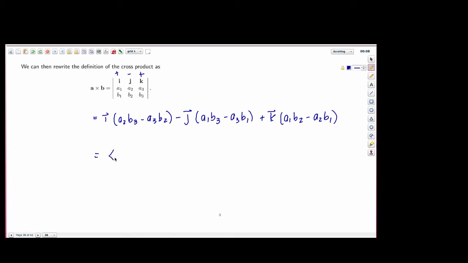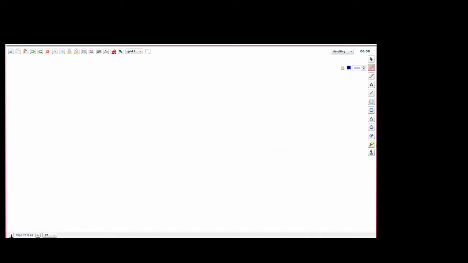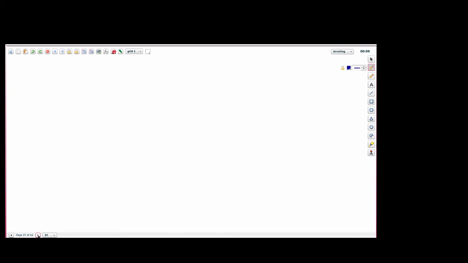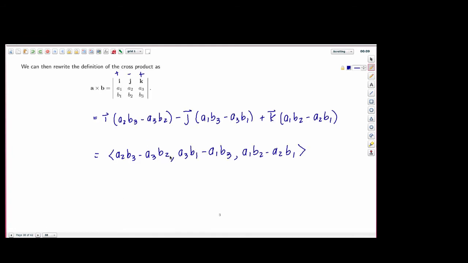So in component form, this is A2 B3 minus A3 B2. For the J, the minus goes through, so you get A3 B1 minus A1 B3, and in the K component, you get A1 B2 minus A2 B1. Here's what we have in component form, and notice that this is exactly the same as the formula I gave on the first slide. So again, you can memorize the formula, or you can think of it as determinants. I think it's easier to do it as a determinant, but it's fine to memorize the formula.